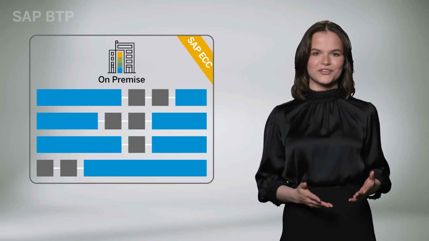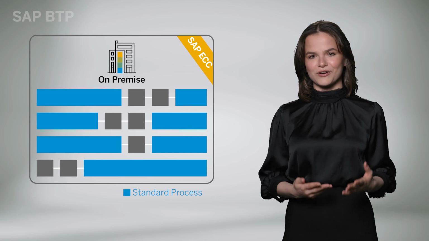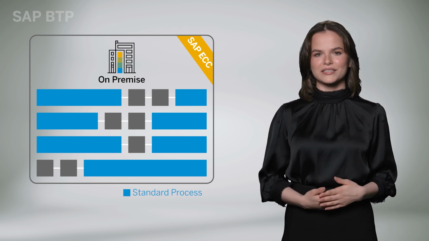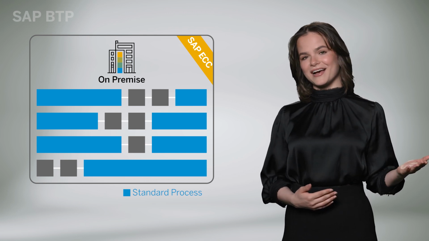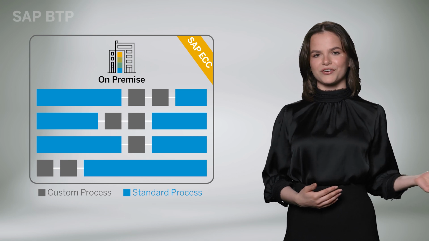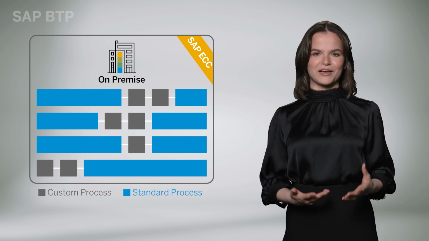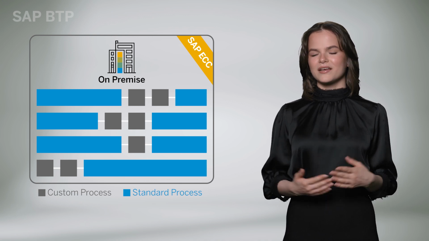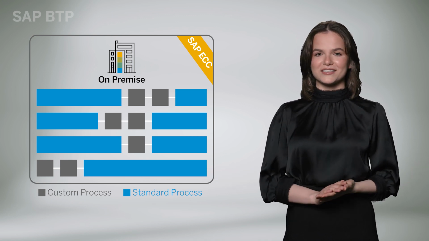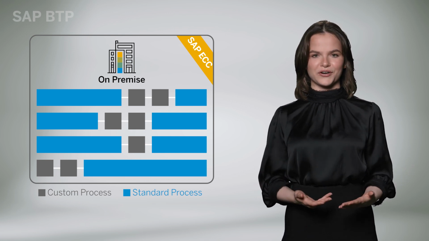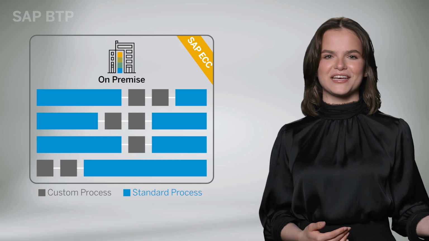Let's look into this. Let's say you're an SAP customer running all your standard business processes on-premise in SAP ERP Central Component. At the same time, you've built custom processes on top of SAP NetWeaver, the underlying technology platform you're using for SAP ECC. With all your standard and custom processes together, you've added a certain level of complexity to the core. Fast forward to a few years later.